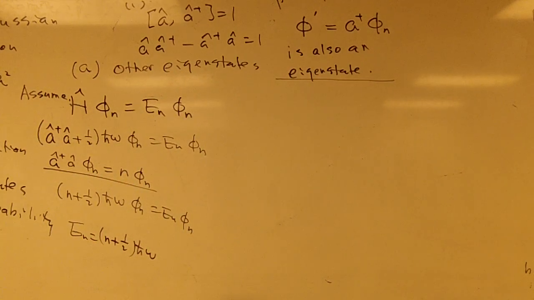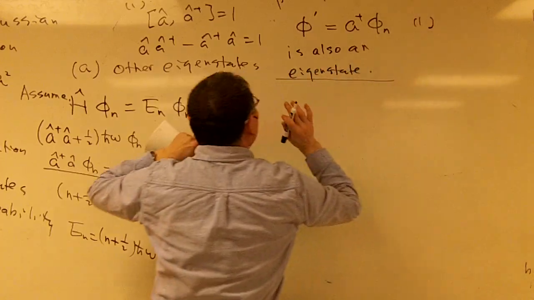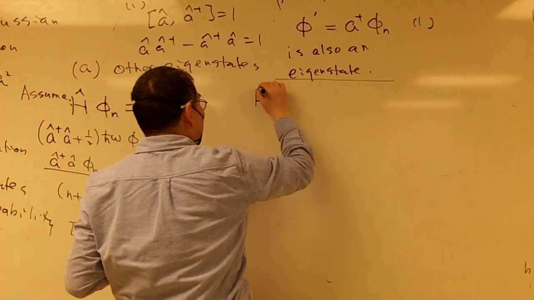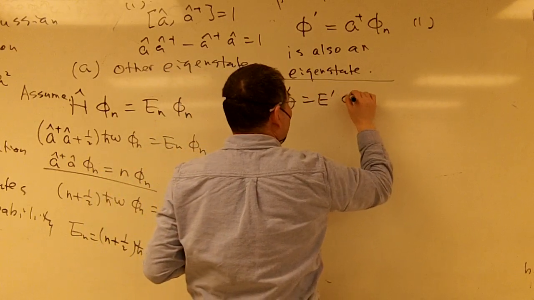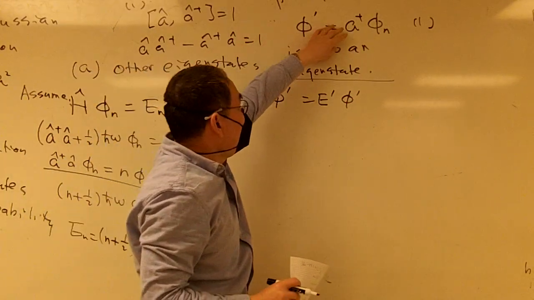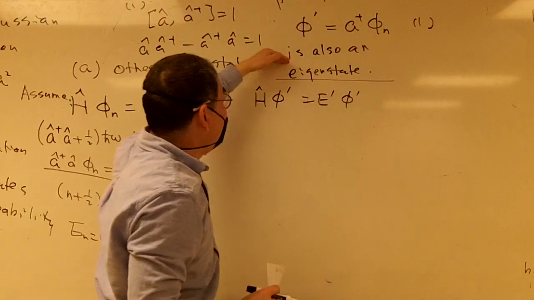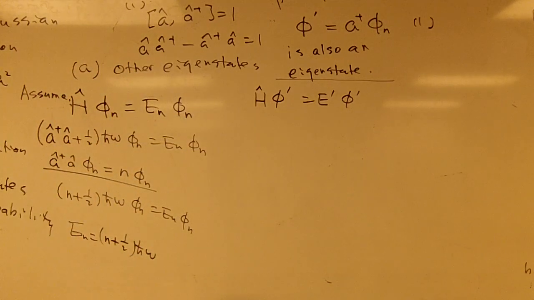Okay. Now the proof is slightly complicated. I'll just warn you for the moment. In order to prove equation number 1, we need to prove that the Hamiltonian applied onto phi prime equals E prime phi prime. In other words, when I say phi prime equals a dagger phi sub n is also an eigenstate, that is equivalent to proving this particular relation. If I can prove this, then phi prime is really an eigenstate. So this is the job which I'm going to do now.